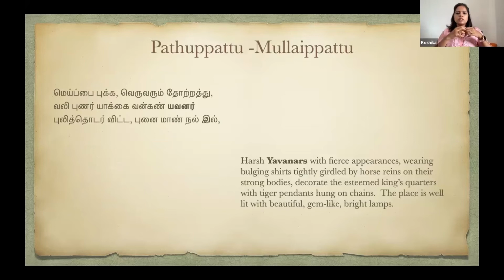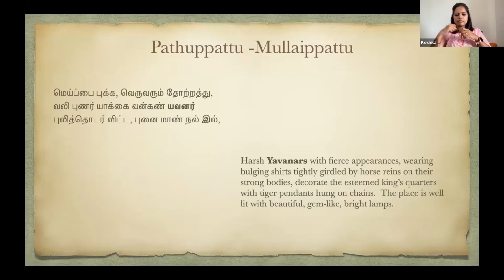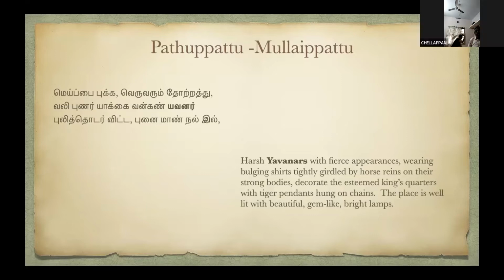So this is a line from Pattuppattu, Mullaippattu, which talks about the Yavanars. We'll see the details about the Yavanars in the slide that's about to come. It says, "Valipunar Yakai Vanahan Yavanar." That means harsh Yavanars with a fierce appearance, wearing bulky shirts and a tight girdle held by horse reins on their strong bodies, decorating the esteemed king's quarters.